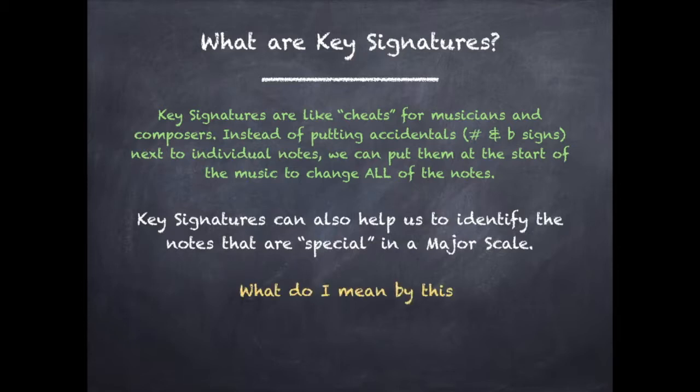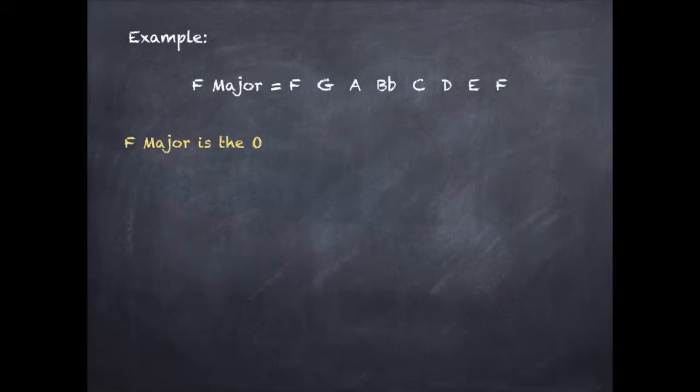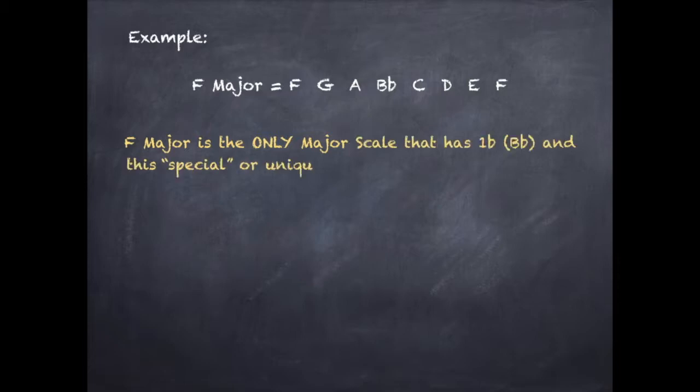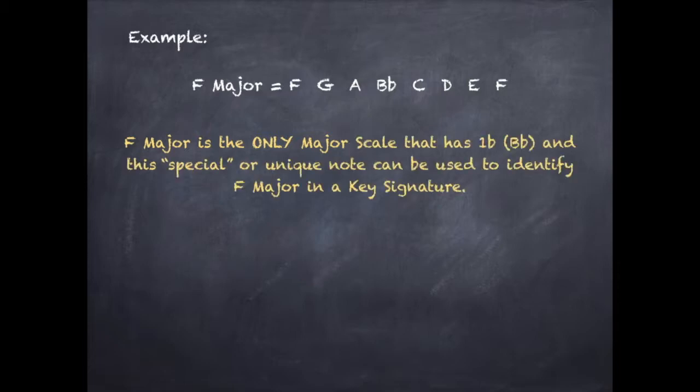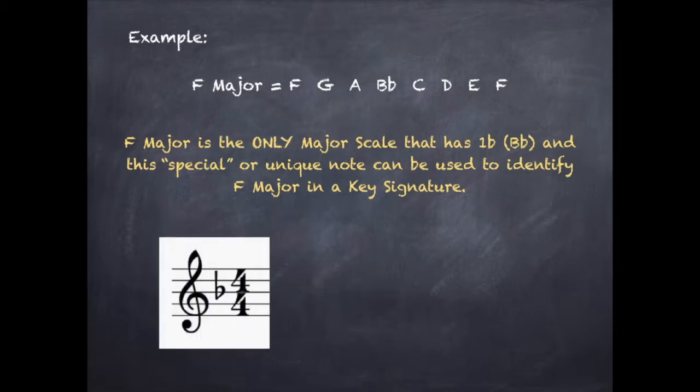Key signatures can also help us to identify the notes that are special in a major scale. What do I mean by this? Let's explore this idea a little further. For example, F major. F major is the only major scale that has one flat, a B flat, and this special or unique note can be used to identify F major in a key signature. As you can see here, the one flat, the B flat, is next to the treble clef.